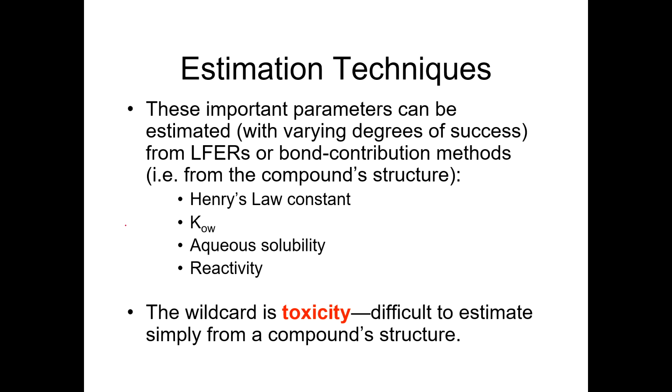And so rather than actually do these tests and use laboratory experiments to do things like measure Henry's Law, we want to be able to quickly and easily estimate them just based on structure. And so I'll teach you a lot about how to do that. The wild card, of course, is toxicity. I will not really talk about toxicity in this class. There's other classes that will give you lots of information about toxicity, but toxicity is very difficult to estimate, and so we're not going to really go there in this particular course.